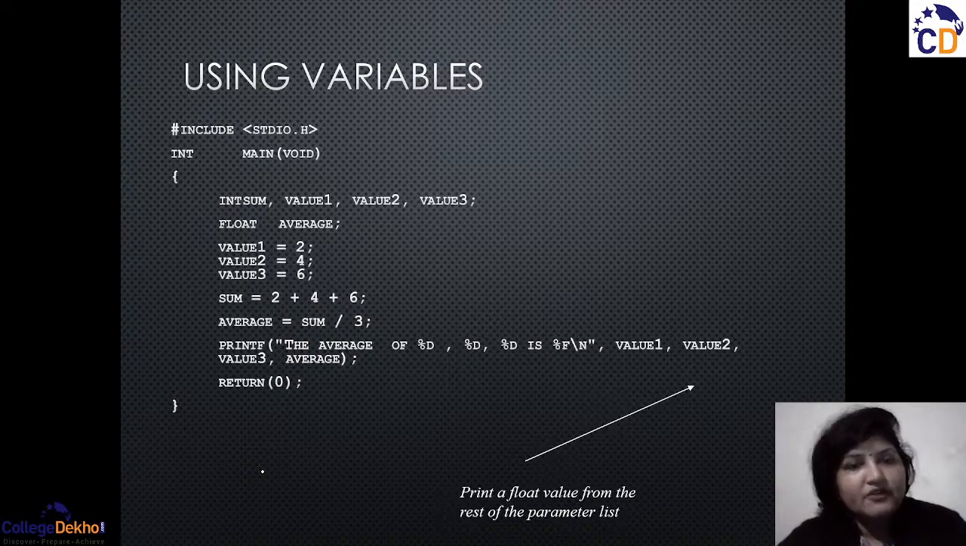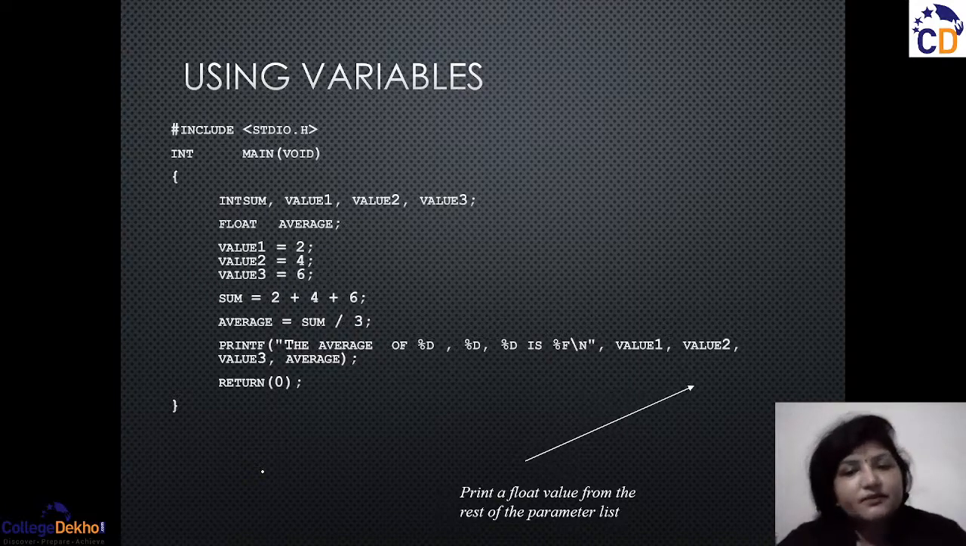So you have defined 4 variables: of type int, sum, value 1, value 2, value 3, then float average. Now you are assigning some values: 2 is assigned to value 1, 4 is assigned to value 2, 6 is assigned to value 3. Then you add all these 3 numbers, and then you can take out the average of all these 3 numbers. Then you print. How to print that?